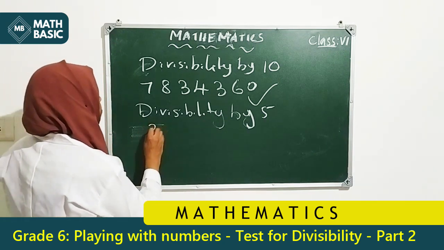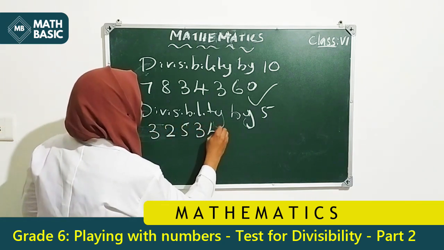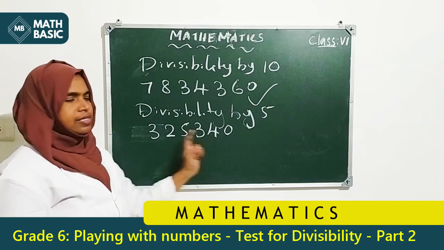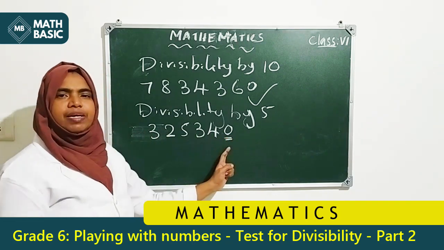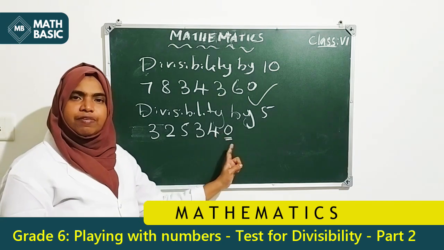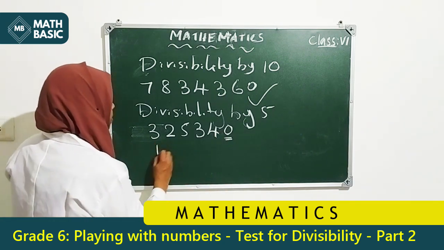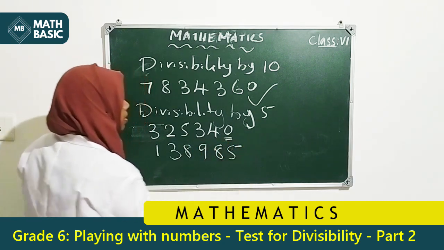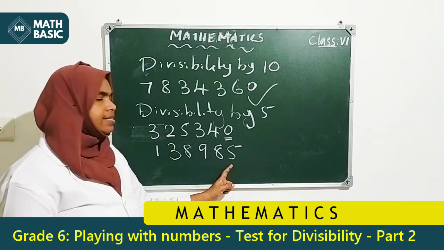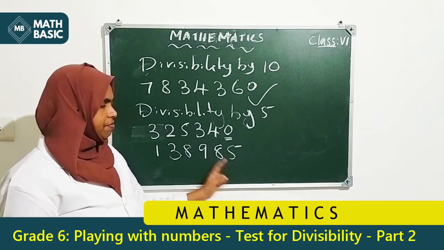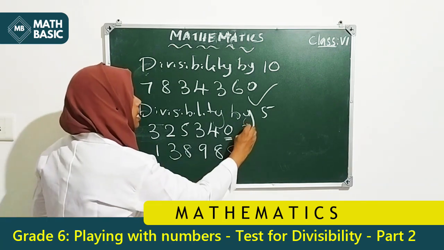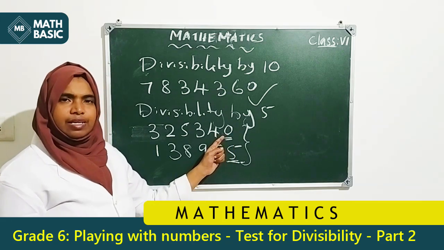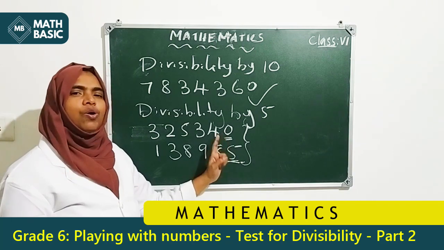See an example. This is 1, 2, 3, 4, 5, 6, a 6-digit number. See the ones place number. The ones place number is 0. We can say that the number is divisible by 5. Another example. Here also this is a 6-digit number. The ones place number is 5. So we can say that these two numbers are divisible by 5. The condition is the ones place number is 0 or 5.